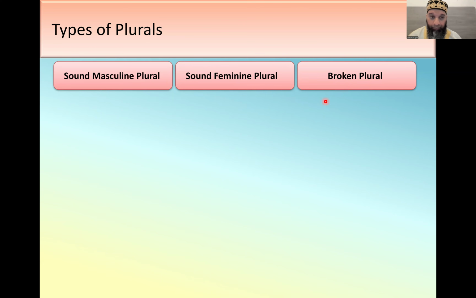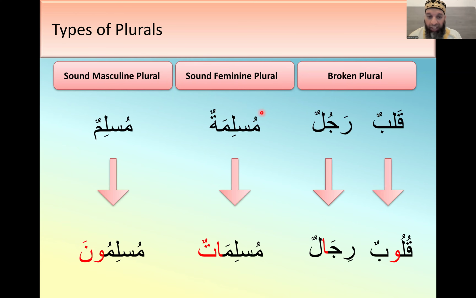Right, so what is a sound masculine plural? What is a sound feminine plural? What is a broken plural? I'll show you the next slide and I'm going to ask you to give me the answer. But let me just go over it first. Muslimun becomes muslimuna. Muslimatun, a female Muslim, becomes muslimatun in plural form. A broken plural, an example is rajulun, a man, becomes rijalun.